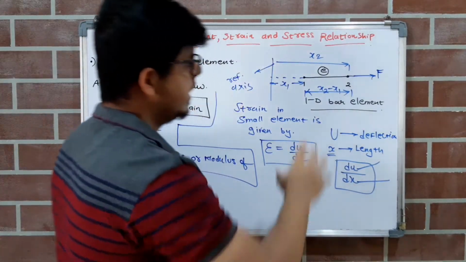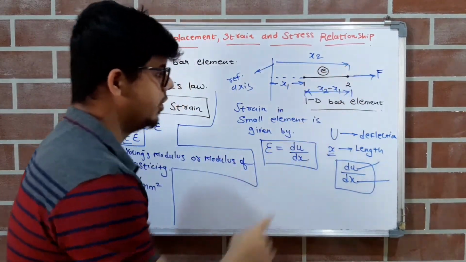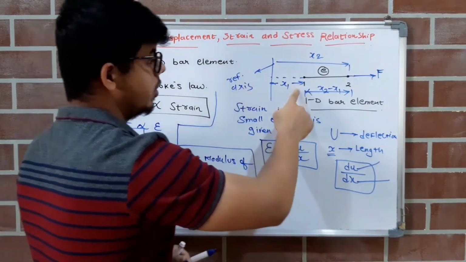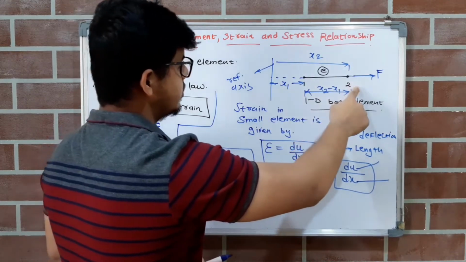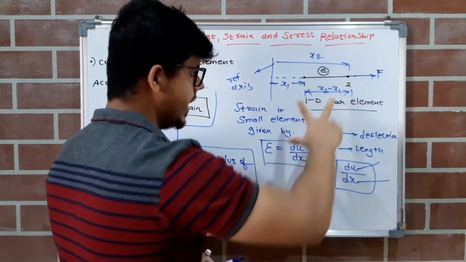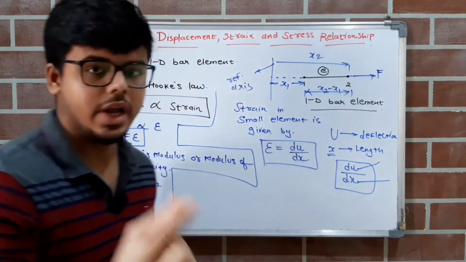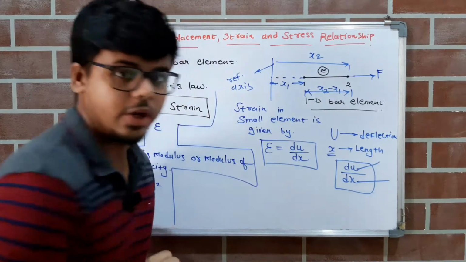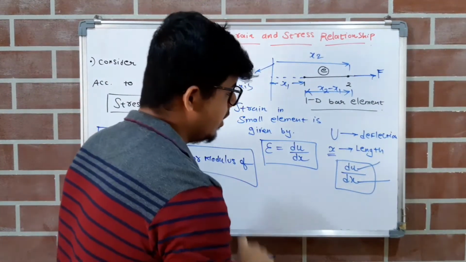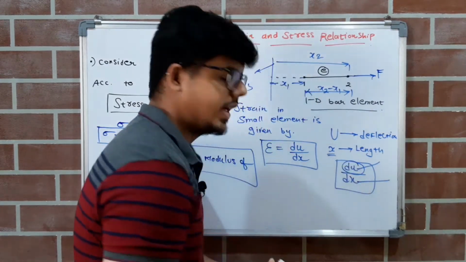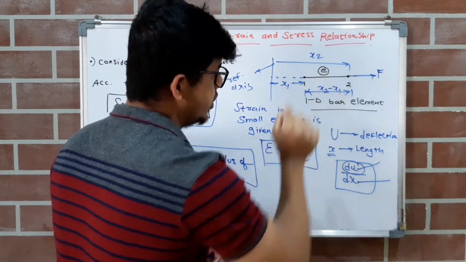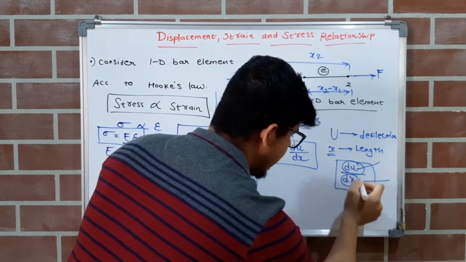I will explain again. This is our normal representation of a 1D bar element. This is our reference axis. From this reference axis, the distance of node 1 is x1 and the distance of node 2 is x2. So what will be the length? It will be x2 minus x1, right? This is our whole 1D bar element. Now we are considering a small part of this element. For that small part, the deflection would be du, the change in length. And the original length of that small part is the small length dx.